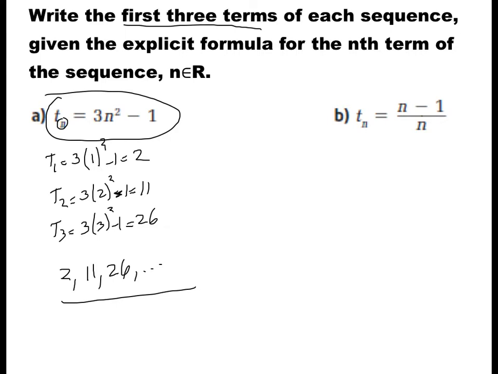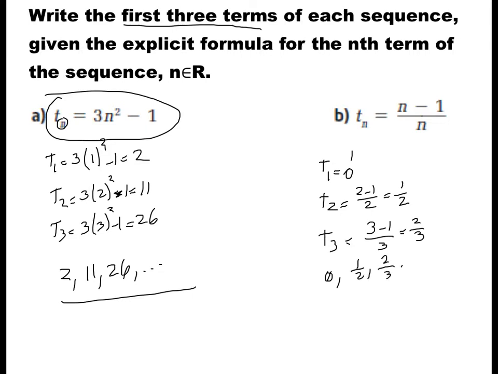The next one is t sub n is equal to n minus 1 over n. So I can write that t sub 1 is 1 minus 1, which is 0. 0 divided by 1 is going to give me 0 again. T sub 2 is going to be 2 minus 1 over 2. 2 minus 1 is 1, so 1 over 2. T sub 3 is 3 minus 1 over 3, which is 2 over 3. So my sequence becomes 0, 1 over 2, 2 over 3, dot, dot, dot.